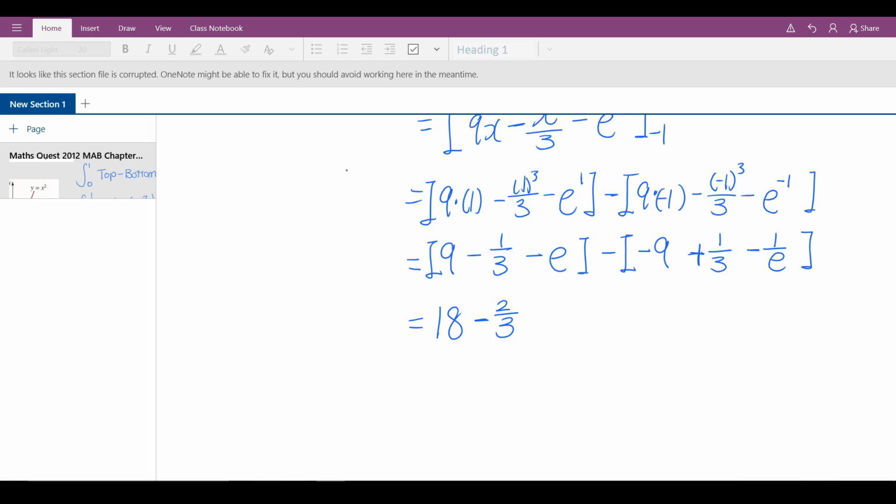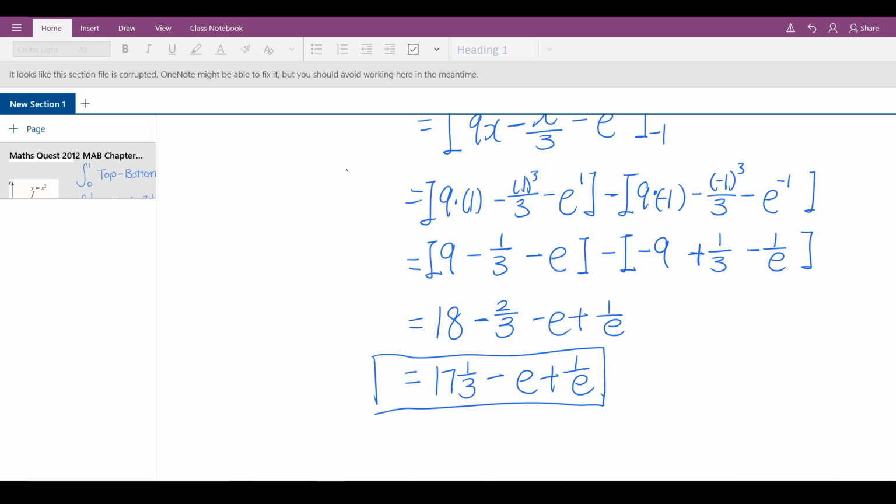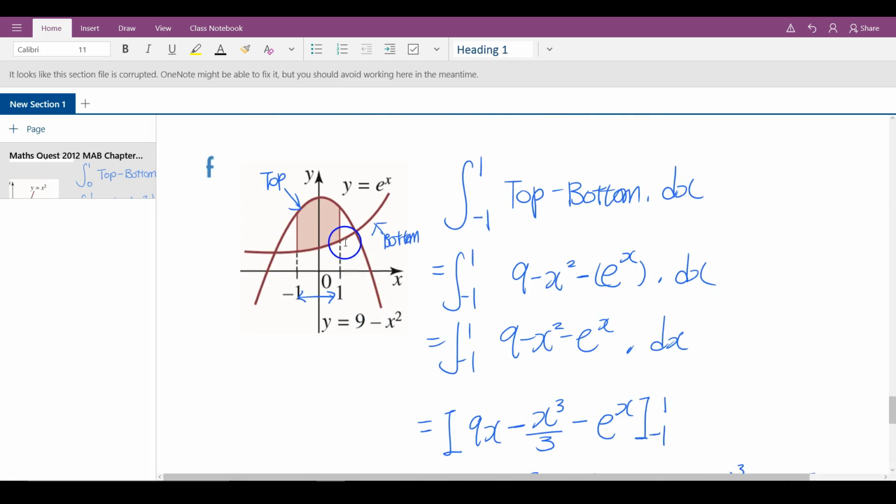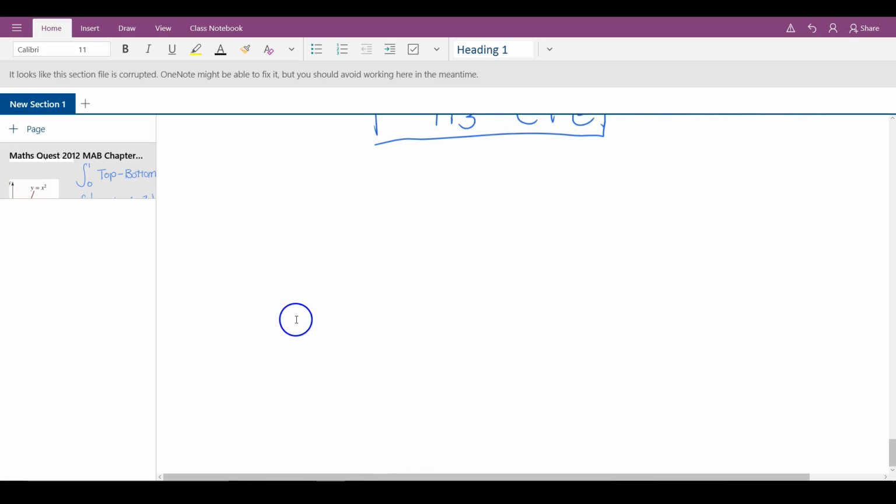All right, and minus e minus 1 over e, so it will be negative e plus 1 over e. I'll just leave the e alone. e is Euler's number, 2.718 and so on, so I'll just leave it like that. So 18 minus 2/3 will give you 17 1/3 minus e plus 1 over e, and that should be your area under the curve of the shaded region. Yep. Okay, moving on.